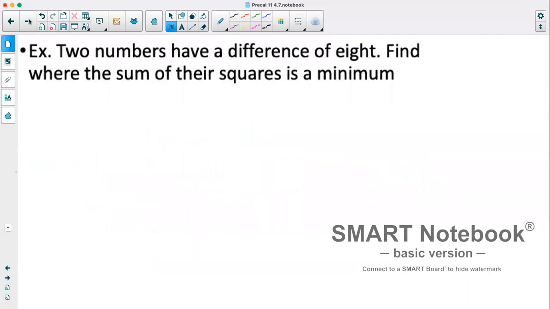Okay, next example, two numbers have a difference of 8. Find where the sum of their squares is a minimum. So we have two numbers. So I'll say my first number is x. They have a difference of 8. So I'll say my second number is x plus 8. Now, find where the sum of their squares is a minimum. So that means we're squaring both of them. So I've got x squared plus x plus 8 squared.